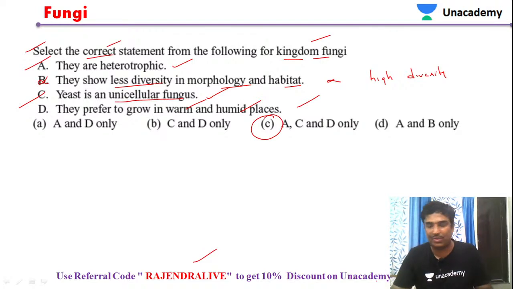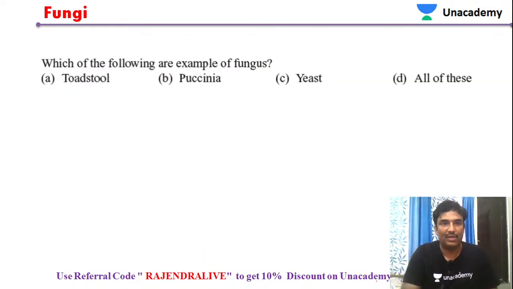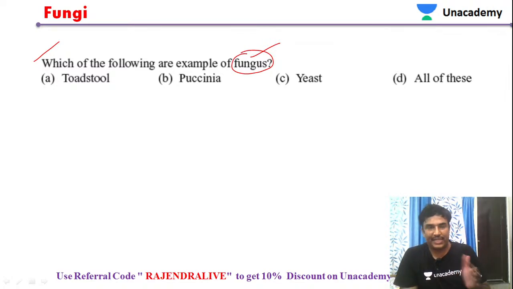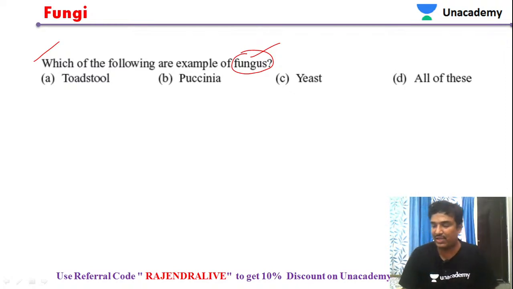Option C is the right answer for this particular given question. So let's see the next question. Which of the following are examples of fungus? Which of the following are the best examples of fungus? If you see these options, three options were given: toadstools, Puccinia and yeast. So which are the best examples of the fungus? That is the question.